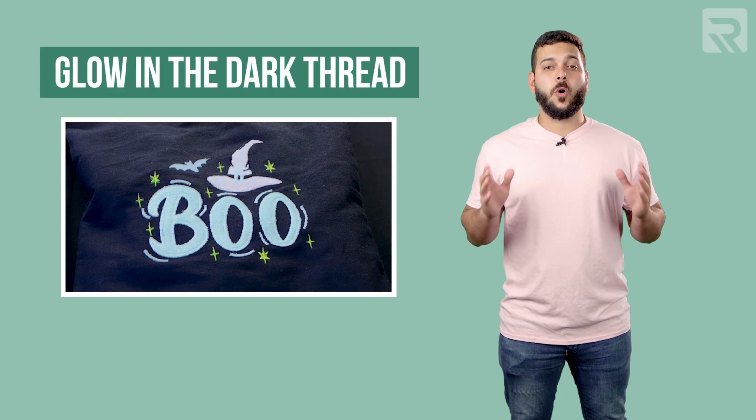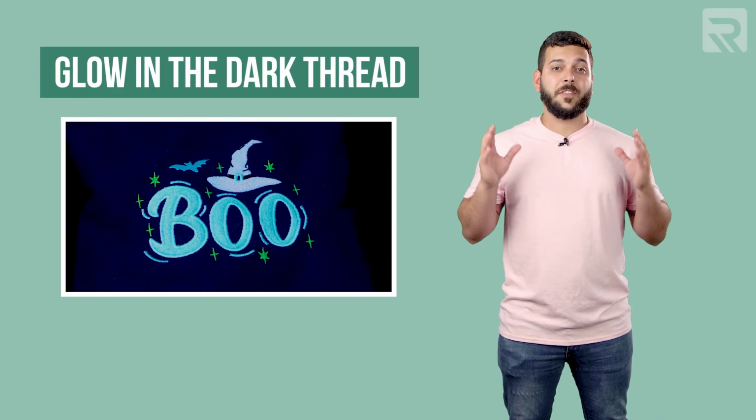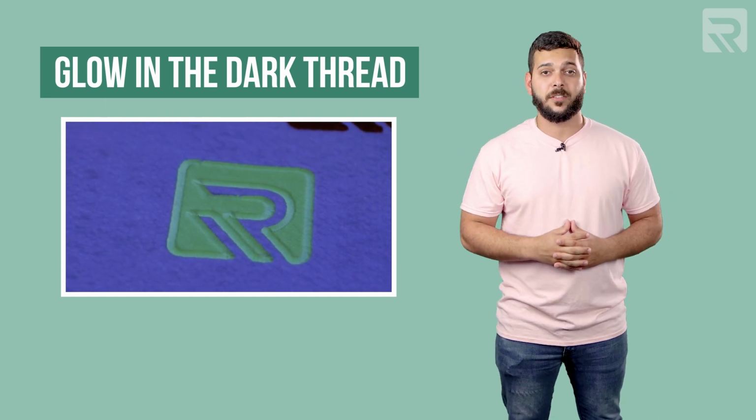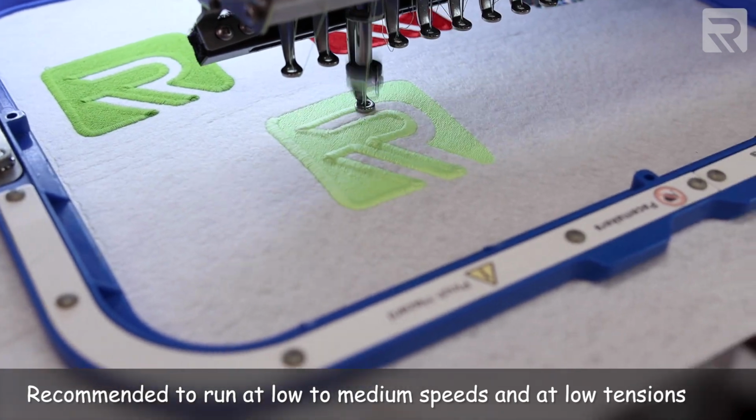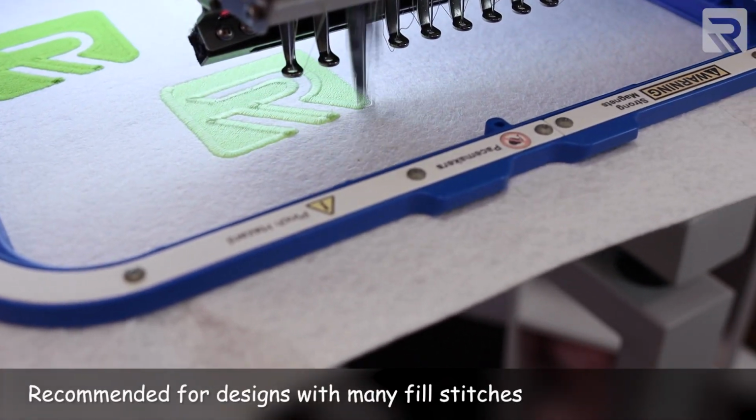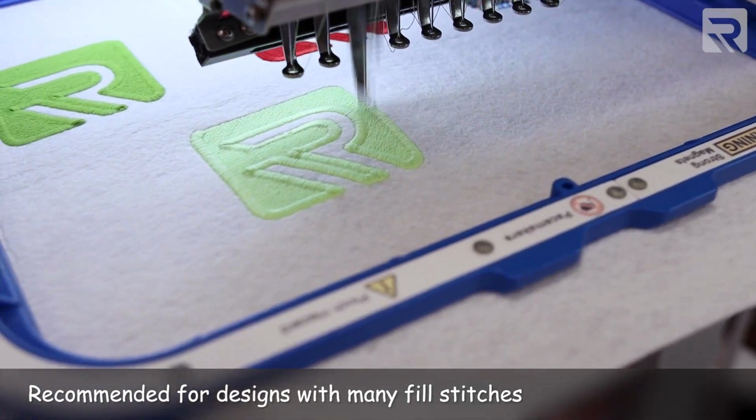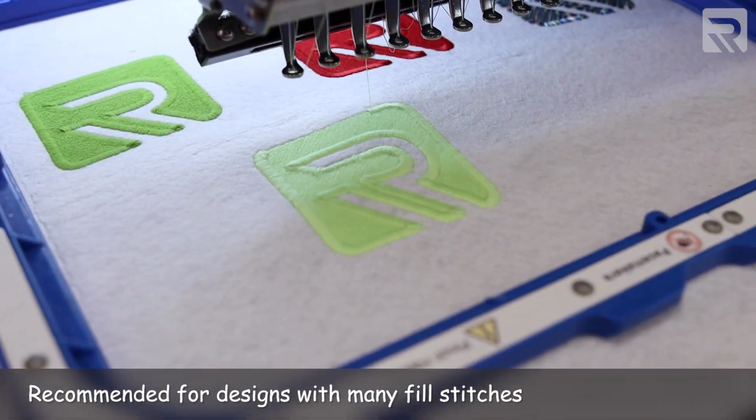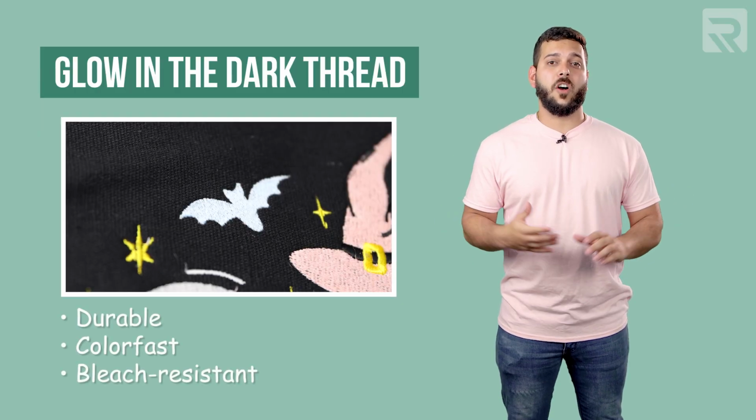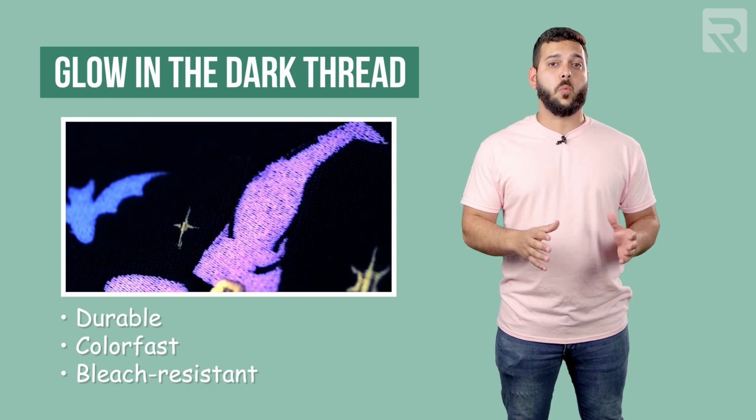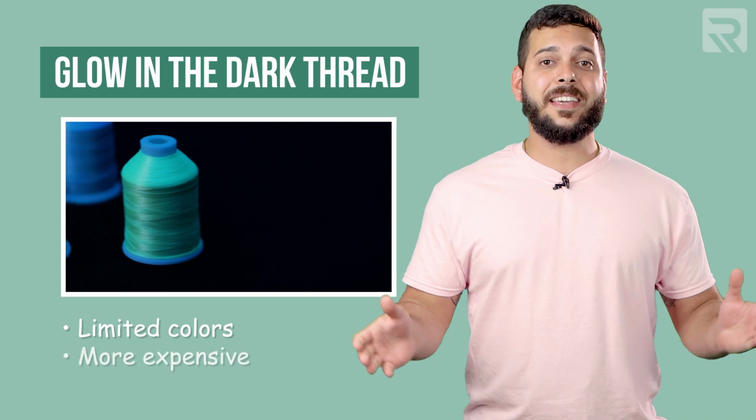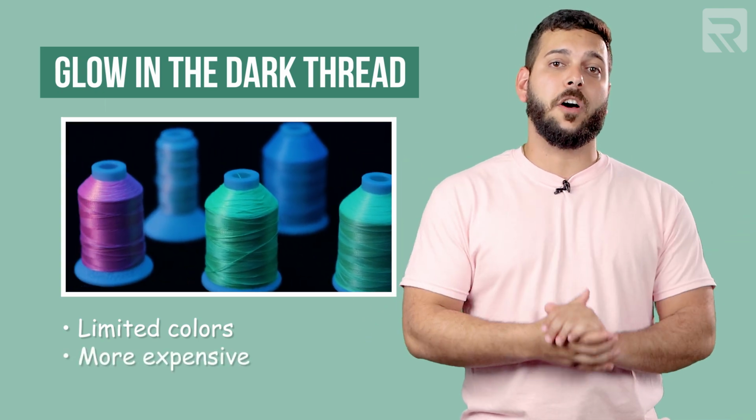Like polyester, glow-in-the-dark thread is durable, but because of its properties, it's recommended to be careful if you're running your machine at top speed. In fact, it's recommended to run this thread type at low to medium speeds and with light tensions. It's also recommended to use it on designs that have a lot of fill stitches, since the satin style stitches can come loose when used with light tensions. Aside from durability, glow-in-the-dark thread also maintains its dye even when it's washed with bleach, but it does not come in many colors and can be rather expensive compared to other thread types.